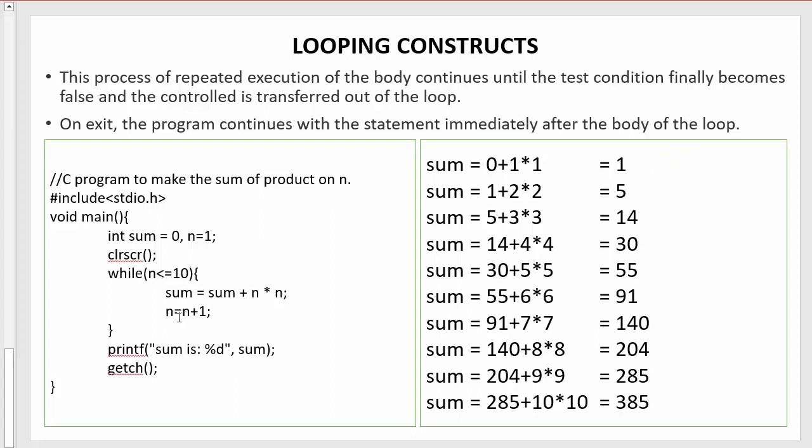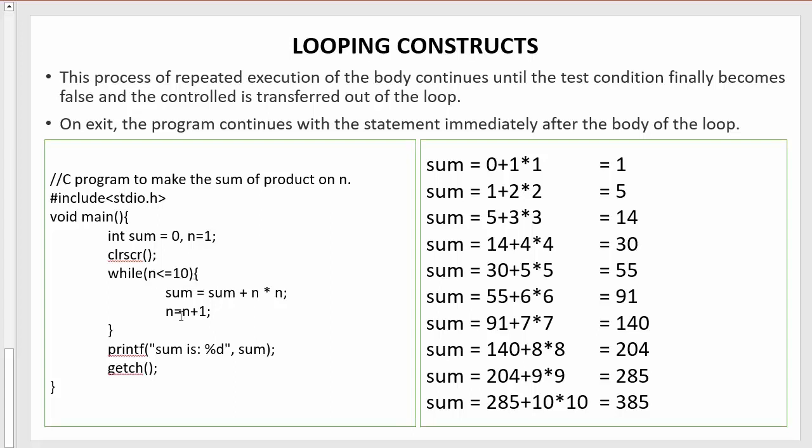Then this statement gets executed, n equals n plus 1. So again the value of n gets incremented by 1. Earlier it was 2, now it becomes 3. So now in this third iteration, the value of n becomes 3. 3 is less than or equal to 10, yes, the condition is true. Then control comes inside the while loop to perform these two operations.